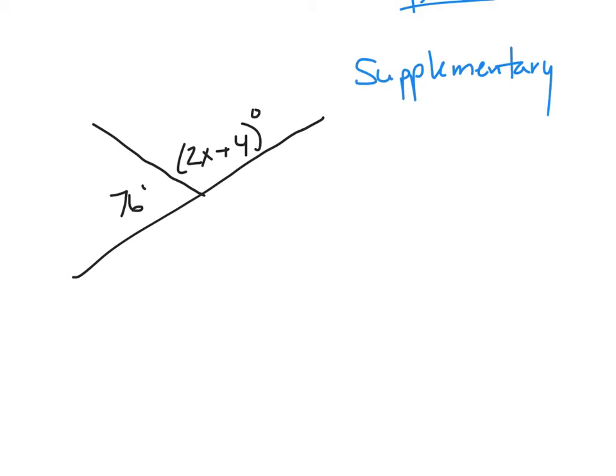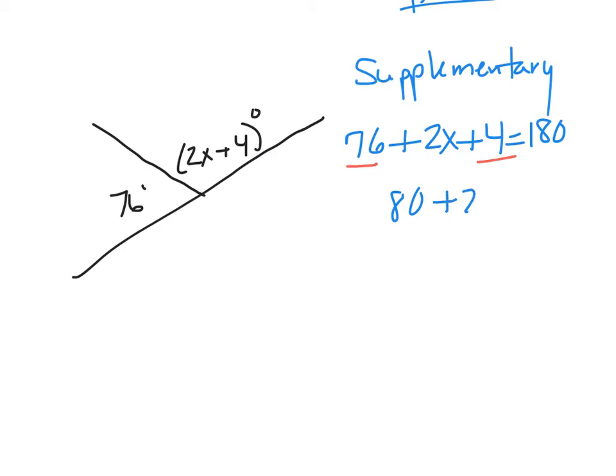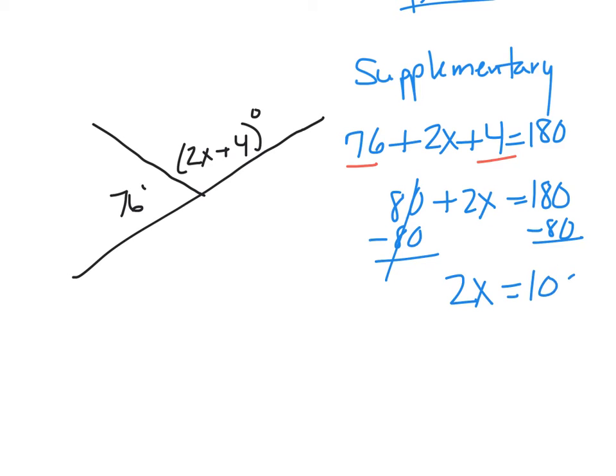So let's go ahead and write that equation. 76 plus 2x plus 4 is equal to 180 degrees. I'm going to add my constant terms together. 76 plus 4 is 80, plus 2x equals 180. Now I have to solve my two-step equation, so I'll subtract my constant first. So I subtract 80 from both sides, and those will cancel. That leaves me with 2x is equal to 100. And now divide both sides by 2, so x is equal to 50.